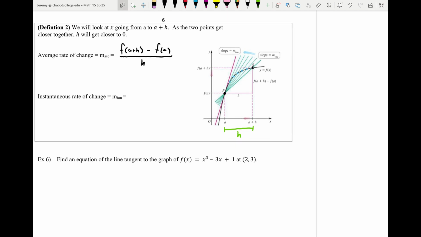Okay, and then the instantaneous rate of change is going to be the limit as h approaches 0 of that expression up above, f of a plus h minus f of a, all over h.